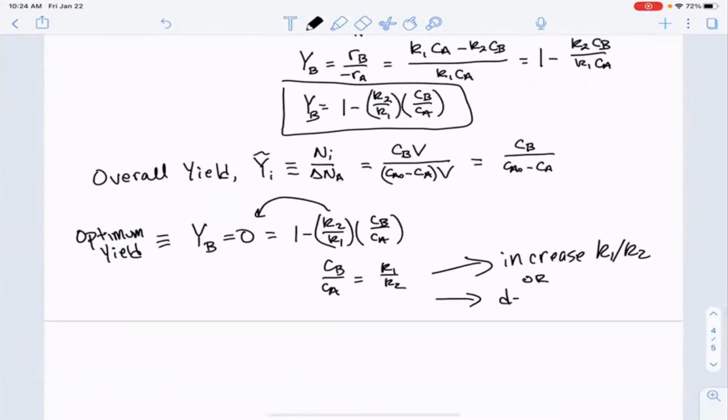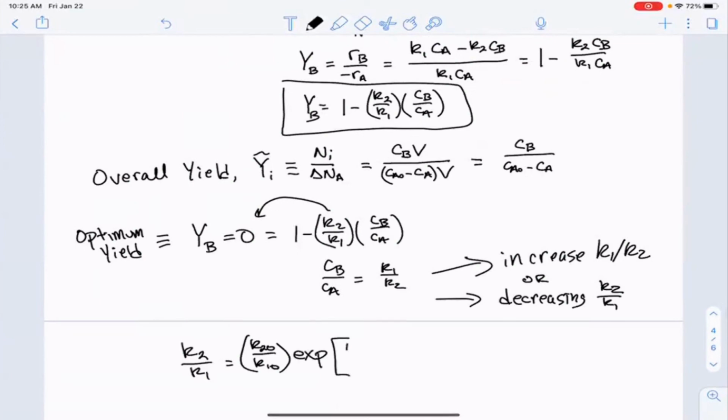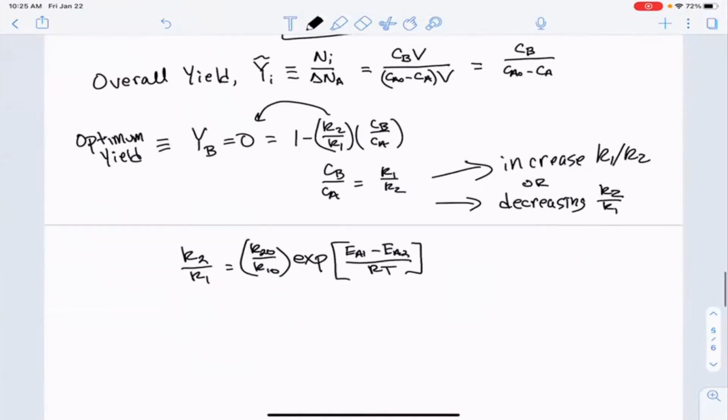Or we had a relationship already, right? Or we can think about it as decreasing K2 over K1. We already derived a relationship for this, right? K2 over K1 was equal to K20 over K10 times the exponent of the activation energy for the first reaction minus the activation energy for the second reaction divided by RT.